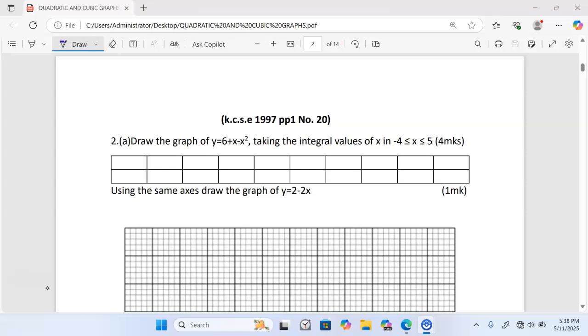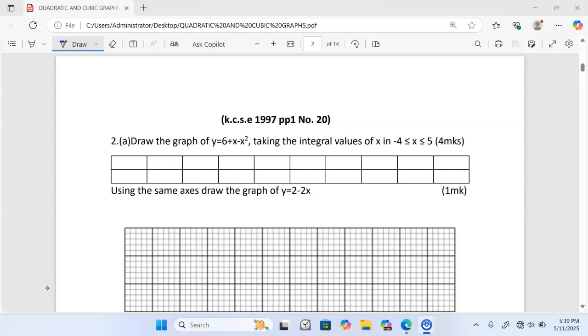We are still going through quadratic graphs. KCSE 1997 paper 1 question number 20. Question says draw the graph of y is equal to 6 plus x minus x squared, taking the integral values of x from -4 up to 5.